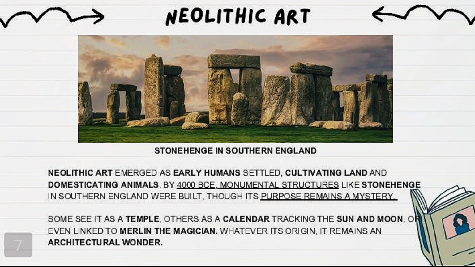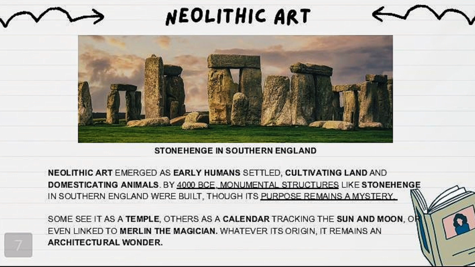Neolithic art. Stonehenge in southern England. Neolithic art emerged as early humans settled, cultivating land and domesticating animals. By 4000 BCE, monumental structures like Stonehenge in southern England were built, though its purpose remains a mystery. Some see it as a temple, others as a calendar tracking the sun and moon, or even linked to Merlin the magician. Whatever its origin, it remains an architectural wonder.